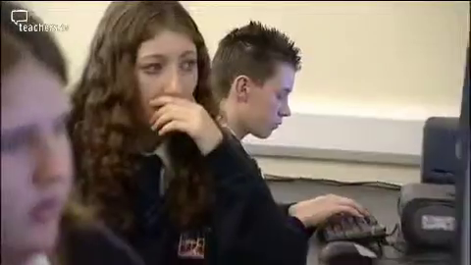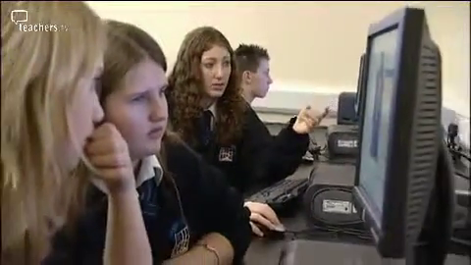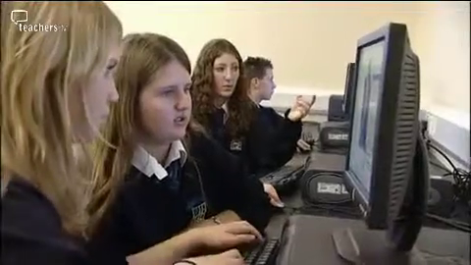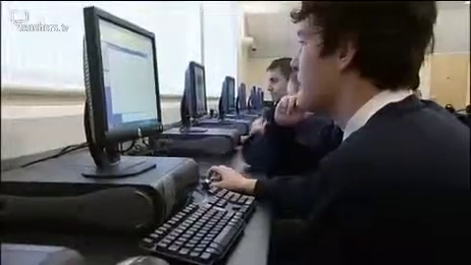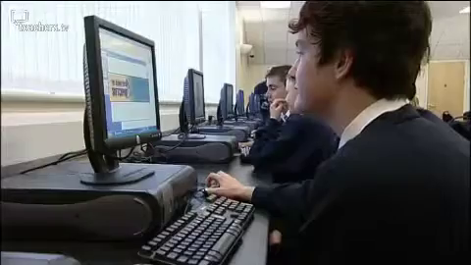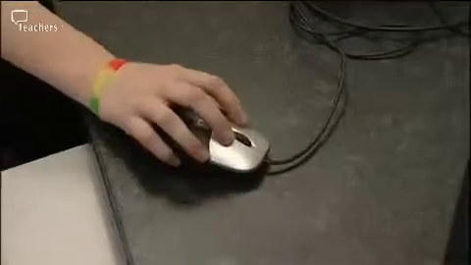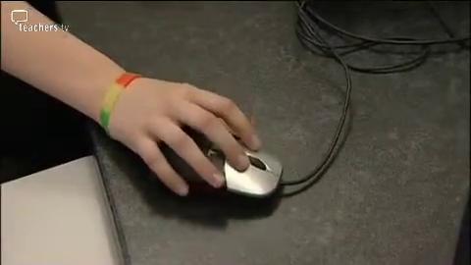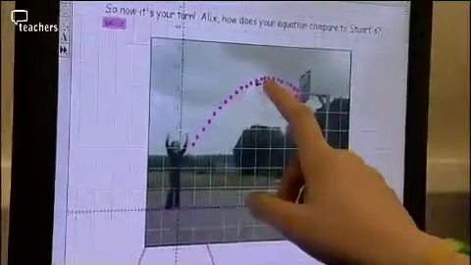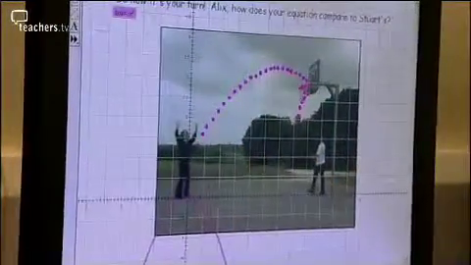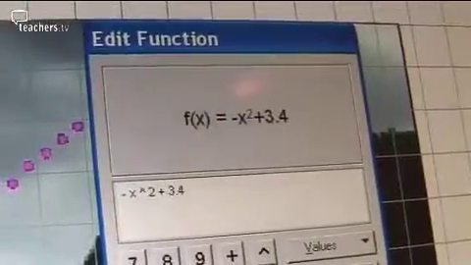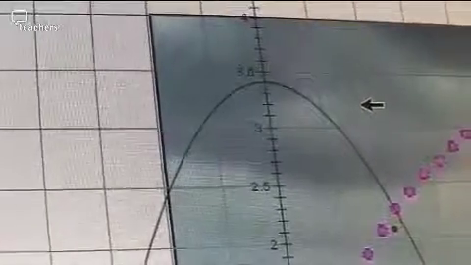Right, off you go. The students get started on this topic, one that's not easy for pupils or teachers, by importing their images into the dynamic geometry software and using it to plot a quadratic function that matches the flight of their ball. Now we need to make it about there. About there. So it's about 3.4. So plus 3.4. Right, that's the height. Now we need to bring it across a bit. How do you bring it across?